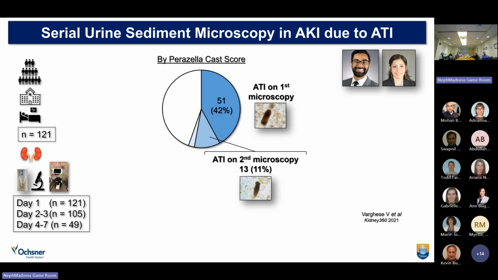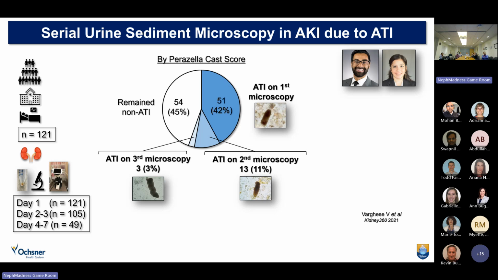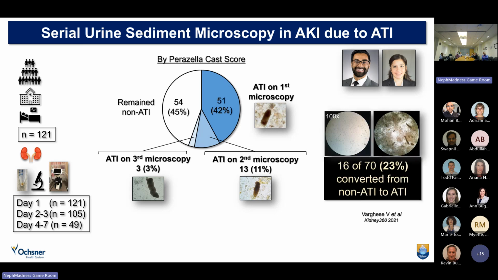And then in 11% of the cases, evidence of ATI was only found upon second microscopy. And even further, 3% of patients had bland sediment twice, and only on the third inspection did we find evidence of ATI. And of course, 45% never had evidence of ATI throughout the study period. So in summary, 23% of the patients converted from a non-ATI to an ATI sediment.